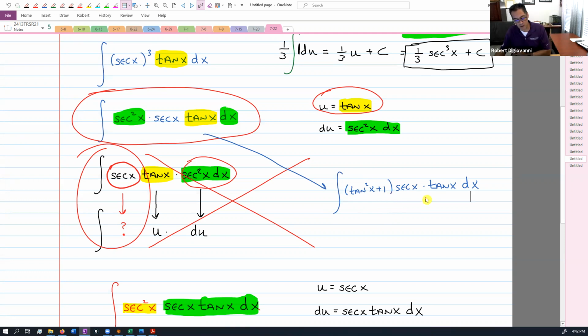The question would become, then what? Because at this point, what are you going to do with it? Are you still going to let u be tan? If you do, then the derivative of this is secant squared. You no longer have secant squared here, right? So algebraically, you could do that, it just may not get you anywhere. Okay.